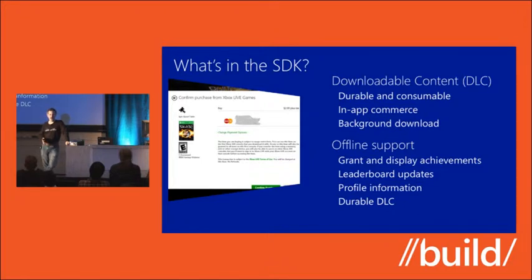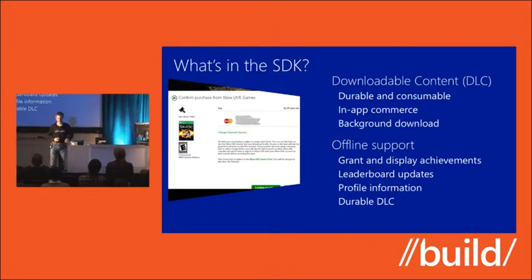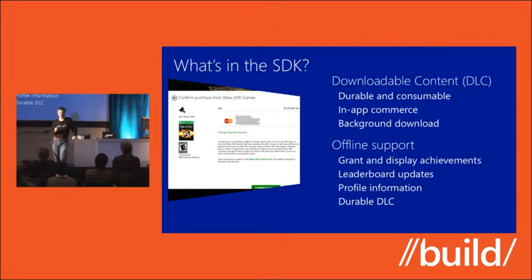So we support both durable, which is the classic map pack type of system, as well as consumable, which is the in-game currency, and that's the new hotness for how you make money in games. We have that fully supported within the app, as well as integration with the Windows background downloader. That way, even if the user swipes away from the game, if you're downloading that map pack, it will continue happening in the background.